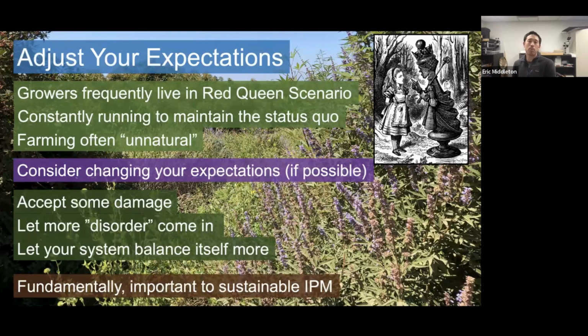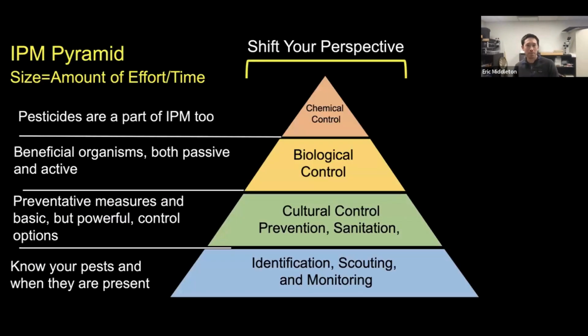So if you can have a little bit more damage or a little bit more imperfect produce or things like that, then it's much easier to practice good IPM and have systems where you don't constantly need to be putting in inputs just to keep pest numbers at a low enough level where there's no cosmetic damage to your produce. Again, this varies a lot by situation, and you might not be able to do this for very reasonable market reasons, but if you can, it is fundamentally quite important to sustainable integrated pest management.